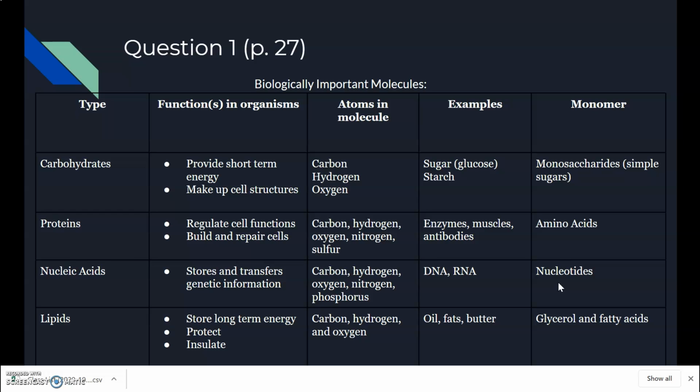Now, you'll probably notice a trend here. All four of these contain carbon, hydrogen, oxygen. All of them have carbon, hydrogen, and oxygen, as you can see. So I just wanted to make that very clear, that these are going to be very important in this unit, especially carbohydrates. We're going to be looking at carbohydrates quite a bit.